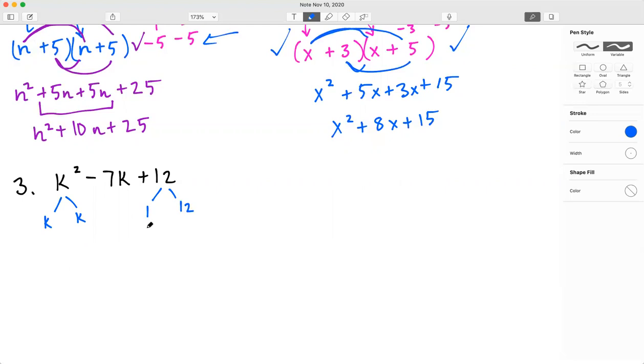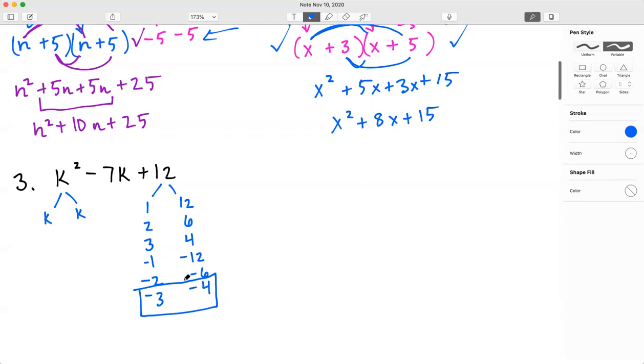1 and 12, 2 and 6. We have 3 and 4. And then we have all of the negative versions of those. So we have negative 1 and negative 12, negative 2 and negative 6, and maybe you already see the answer, negative 3 and negative 4. Which set here adds to negative 7? And if you picked negative 3 plus negative 4, or negative 3 minus 4, same thing, you'd be correct.